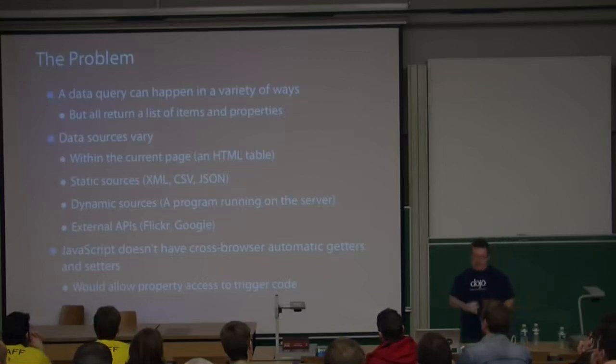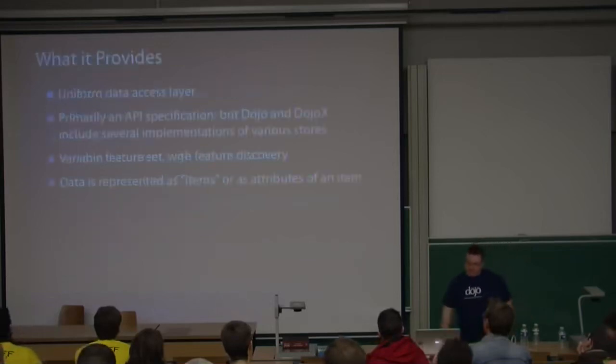I don't like SOAP in the browser, but some people have a real need for it, especially if they're doing a desktop-style application in the browser. Dynamic sources, right? You've got a program on the server running and generating dynamic data for you on the fly. Flickr, Google, Picasa, Facebook, any other data source you can imagine wanting to pull into your application, doing it easily and simply.